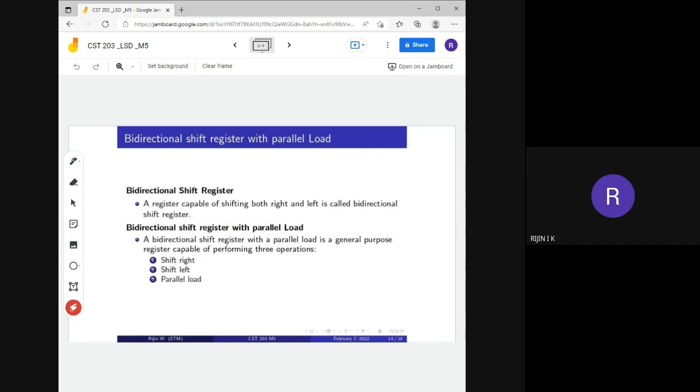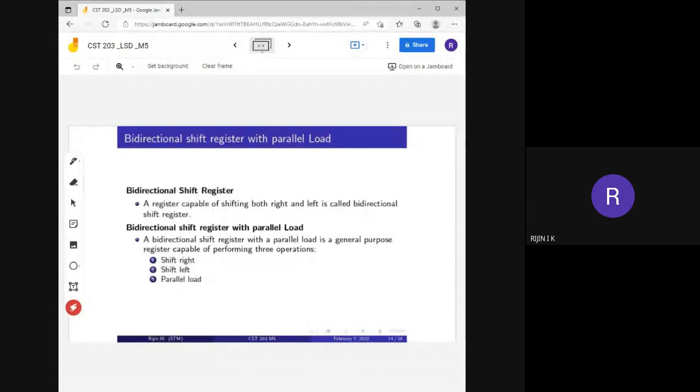In our topic, we need to design a bidirectional shift register with the parallel load. Actually, this bidirectional shift register is a general purpose register with a parallel load. Parallel load means we can provide the input in parallel. The bidirectional shift register can perform three operations: shift right, shift left, and parallel load. These are the three main operations performed in this register.